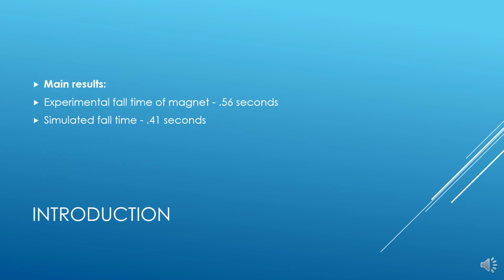The main results of this lab were that the experimental fall time of the magnet was about 0.56 seconds, and the simulated fall was about 0.41 seconds.